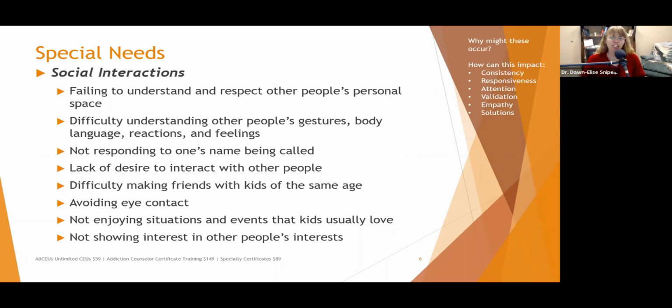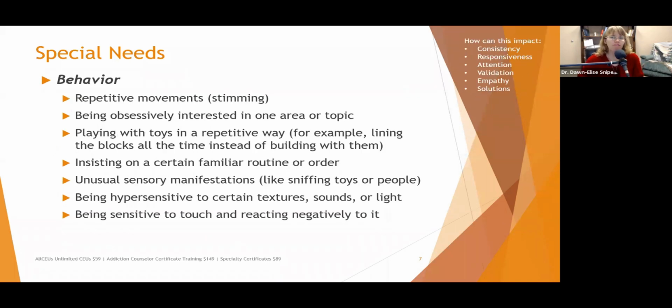And they may not show interest in other people's interests. They have difficulty stepping out of themselves and going, okay, I'm interested in whales, but you're interested in stamp collecting, so let me learn about stamp collecting. They don't see a point in that. Their interest is in whales, so that's where they're going to focus. And that is one of those challenges that we're going to talk about how to work with in a few minutes. Behaviorally, people may have repetitive movements, which is called stimming.